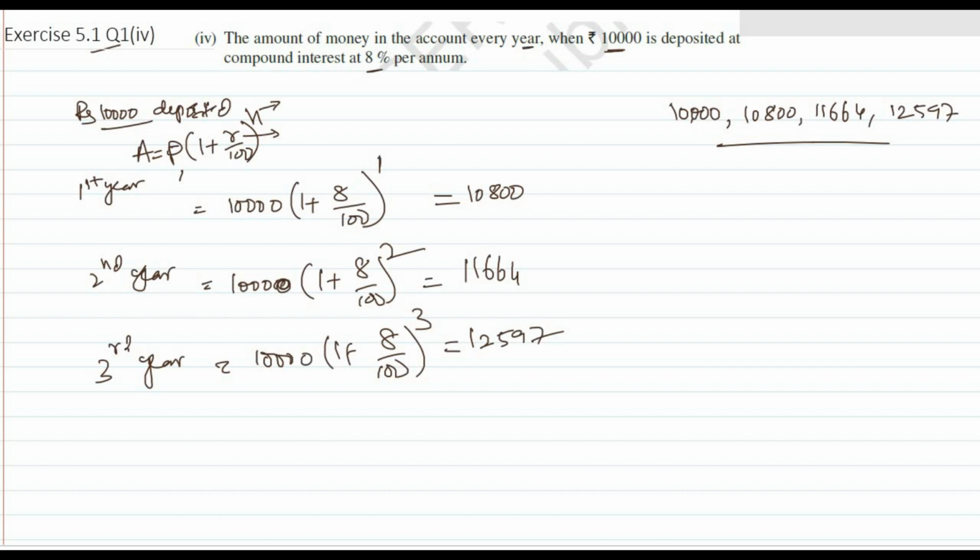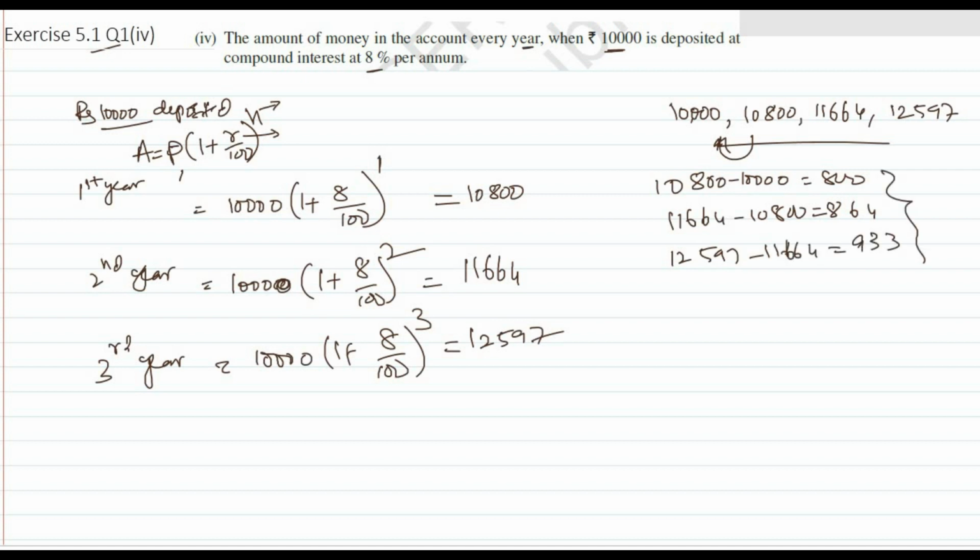So now we will check whether this is in AP or not. To check that, we have to find the common difference. That is 10,800 minus 10,000, which is equal to 800. So here 11664 minus 10,800. You calculate this one. So here 864 is coming. Now 12597 minus 11664. This is equal to 933. You observe this one. This difference amount is not the same. Common difference is not the same. Hence this is not AP. So we'll go for the next question.